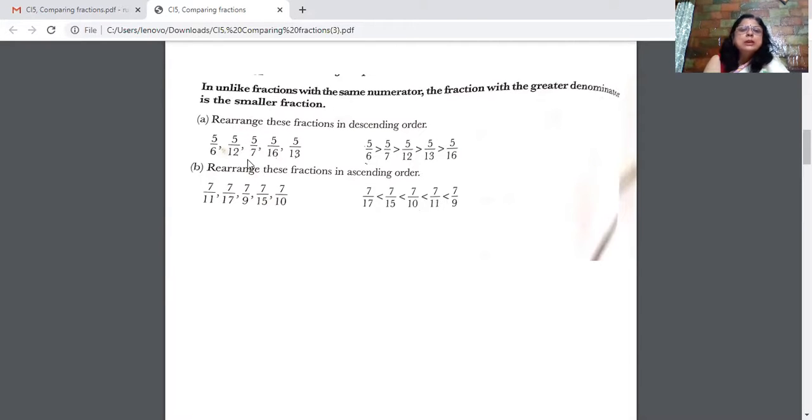Suppose I have 8 parts, and I take up 5 parts. Out of that, you know how big 5 parts is going to be, isn't it, in a big pizza? But if that same pizza is divided into 16 parts, the pieces will become smaller. So if I take 5 parts, it will become smaller only. So I hope you have got the basic idea.